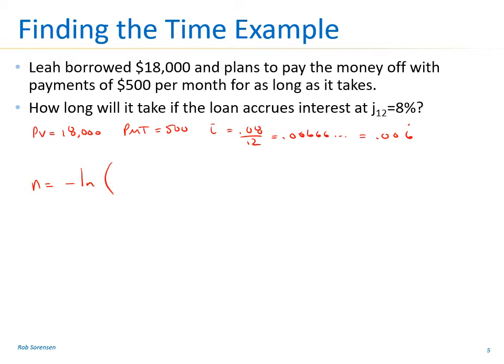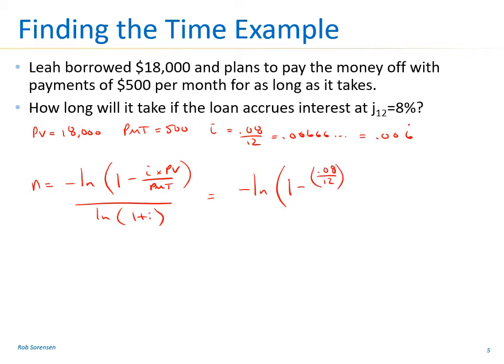Well, we're going to use this version of the formula, 1 minus I times PV over payment divided by the log of 1 plus I. Let's put some numbers in there. Negative log of 1 minus, I'm going to write the full fraction for I, do the calculation right in my calculator to keep all the decimals. It's going to give me the most accuracy, times 18,000 over $500 payment, and divide the whole thing by the log of 1 plus I.